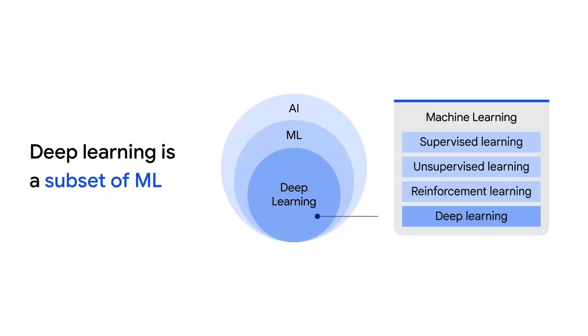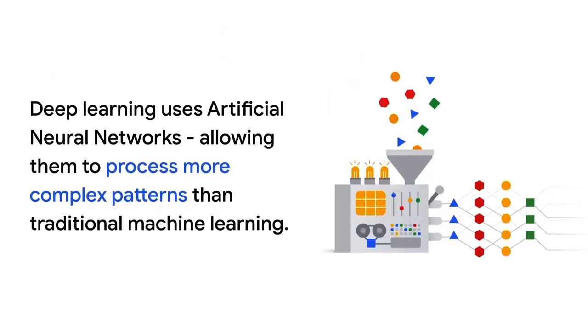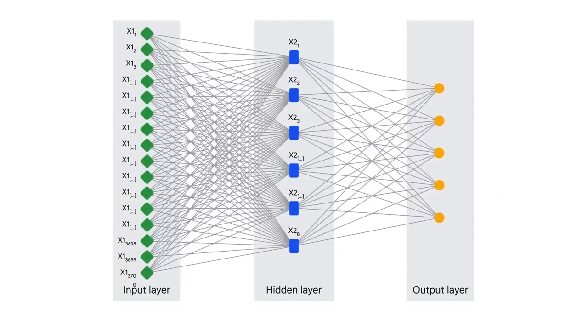While machine learning is a broad field that encompasses many different techniques, deep learning is a type of machine learning that uses artificial neural networks, allowing them to process more complex patterns than machine learning. Artificial neural networks are inspired by the human brain. Pretty cool, huh? Like your brain, they are made up of many interconnected nodes, or neurons, that can learn to perform tasks by processing data and making predictions. Deep learning models typically have many layers of neurons, which allows them to learn more complex patterns than traditional machine learning models.